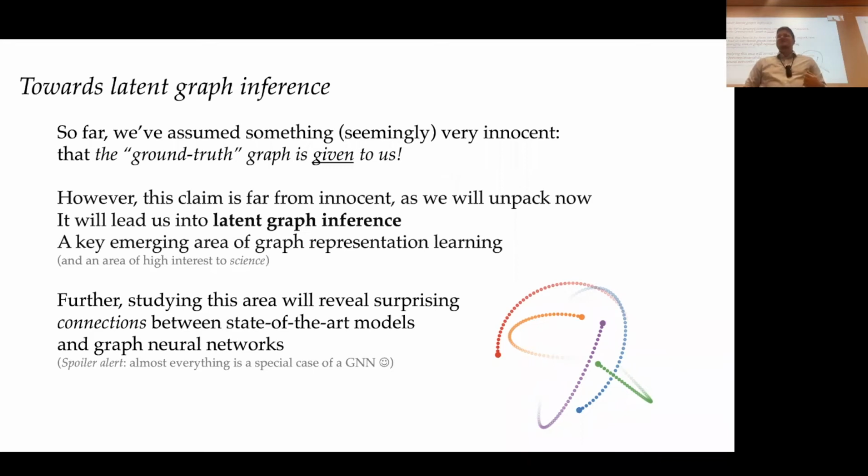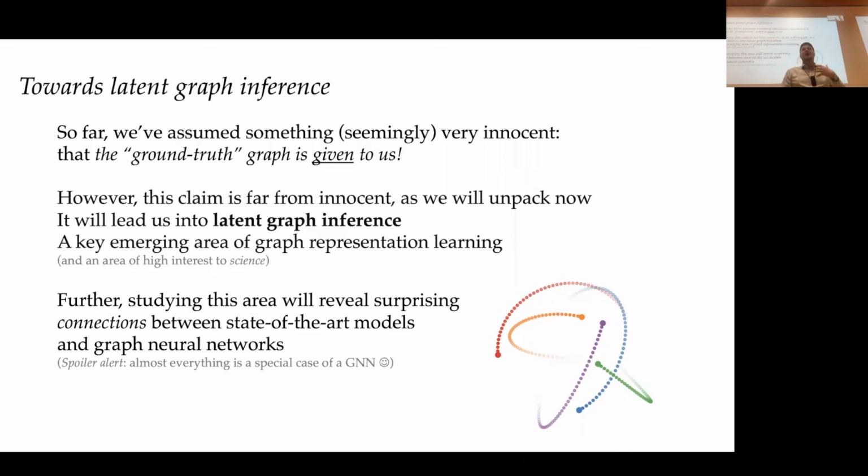So basically, in most naturalistic settings, a graph is not given to us. If we have any graph, it's the result of applying a human heuristic, and that's often not perfect, if at all. And basically, the idea of how to do graph representation learning without a graph is the idea of latent graph inference. And in my opinion, it's one of the key emerging areas of the field.